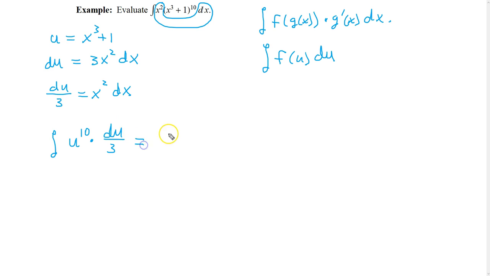And now this is equal to... and now you see this is our f of u du right here. And this is fairly easy to evaluate. What we get is the antiderivative of u to the 10th power, which is going to be u to the 11th power divided by 11. And then we can just simplify this, and also we'll substitute what u is. U is x cubed plus 1, so we'll substitute that back in for the u, and we get our answer.